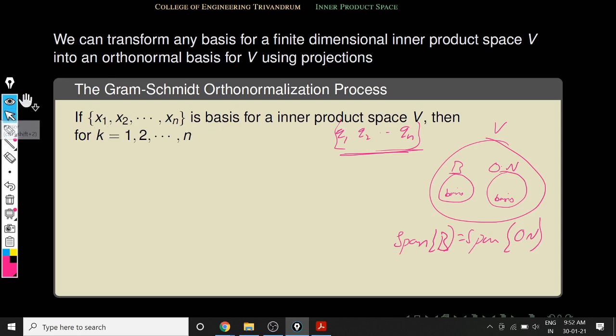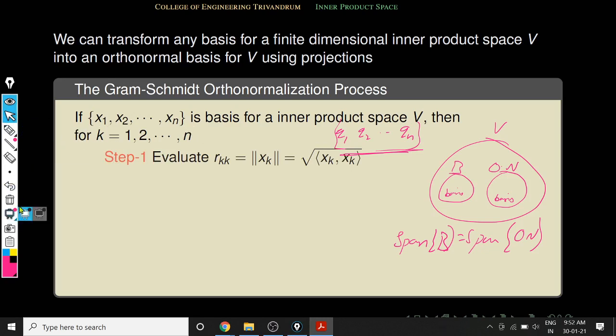So the first iteration, step one, is like this. First we have to calculate Rkk for k equal to 1, 2, up to n. This is an iterative process, and we run all these steps for each case, k equal to 1, k equal to 2, up to k equal to n. We are starting from k equal to 1, so first we have to evaluate Rkk, which means R11.